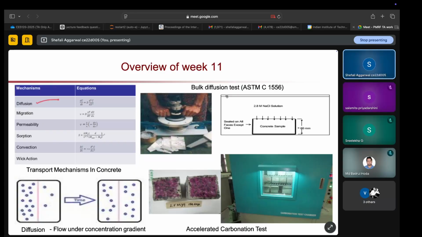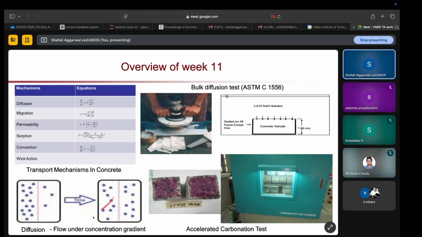So if we talk about chemical attack, mainly we have 6 types of transport mechanisms in concrete. Let's see what those 6 types are: diffusion, migration, permeability, sorption, convection, and quick action. So what is the difference between these 6 mechanisms? If we talk about the first, diffusion means flow of ions under a concentration gradient. Let's say you have more ions at one end and fewer ions at the other end, because of the concentration gradient. What will happen? Your ions will start moving toward the lower concentration, and with time it will be almost equal.